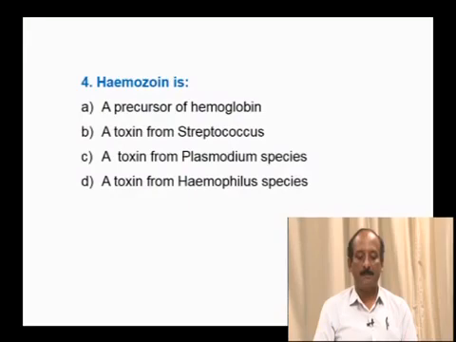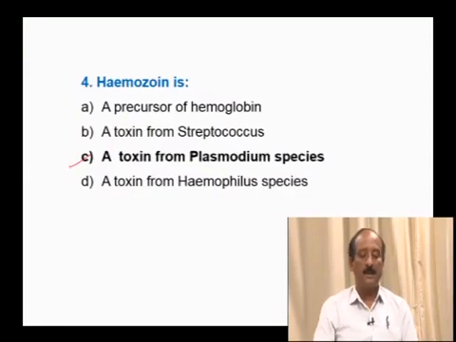At the same time, the ruptured RBCs are going to release one toxic substance called hemozoin, which is responsible for the chillness and fever. Hence, it is a toxin released by the infected RBC, mainly because of the infection of Plasmodium species in persons suffering from malaria. Hence, the correct answer for this question is option C. It is a toxin from Plasmodium species.